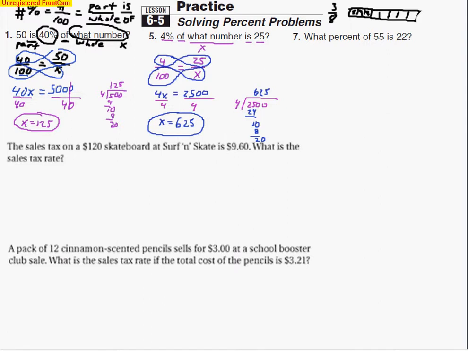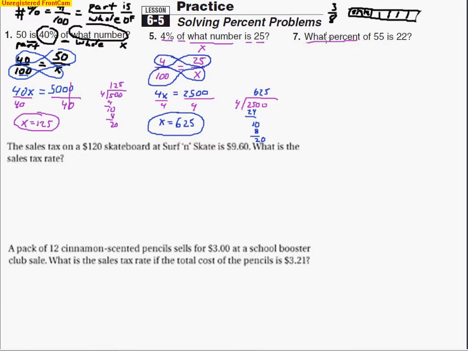We've got what percent? This one's a little different. So the last 2 problems were asking us for the whole. And you've only got 2 different types of problems on this homework. They're either going to ask for the whole, or like this one, they're going to ask for what is the percent.